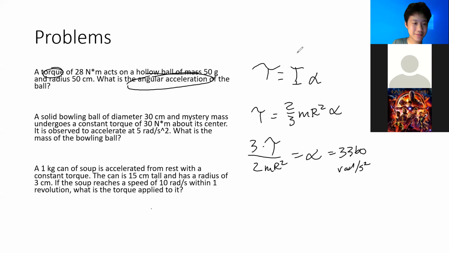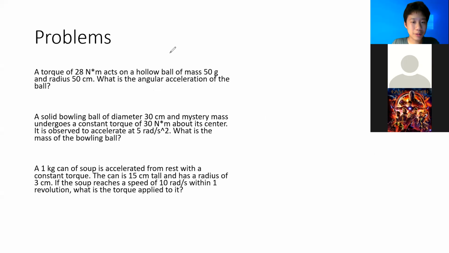Okay, so now for the second one. Solid bowling ball of diameter 30 centimeters. Mystery mass undergoes a constant torque of 30 newtons times meters about the center. It is accelerating at 5 radians per second squared. What's the mass? Well, we'll just use torque equals I alpha again. The inertia of a solid ball, that's 2/5 mr squared.